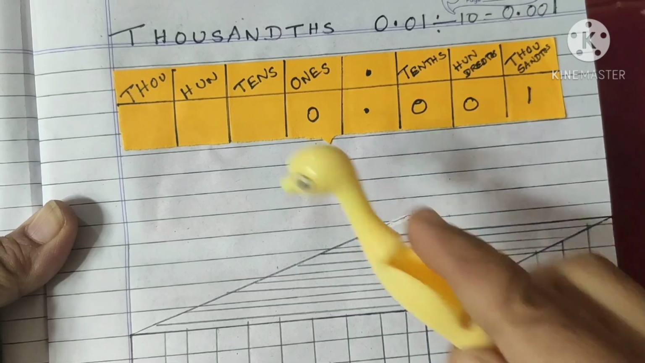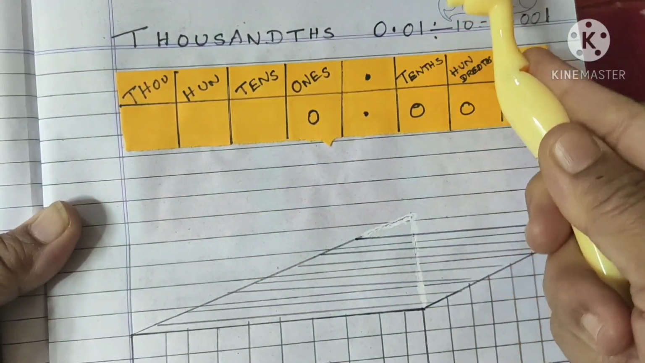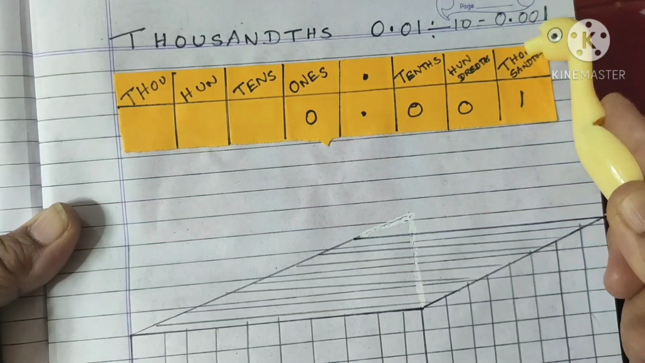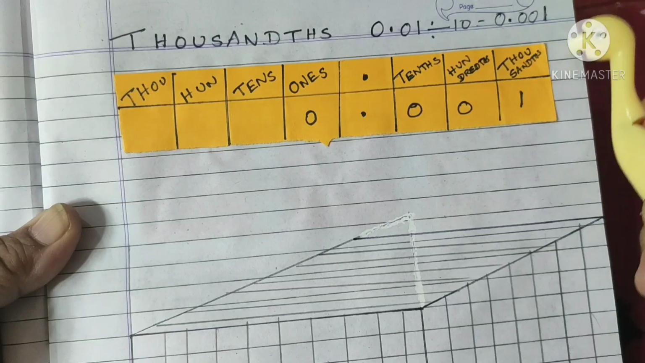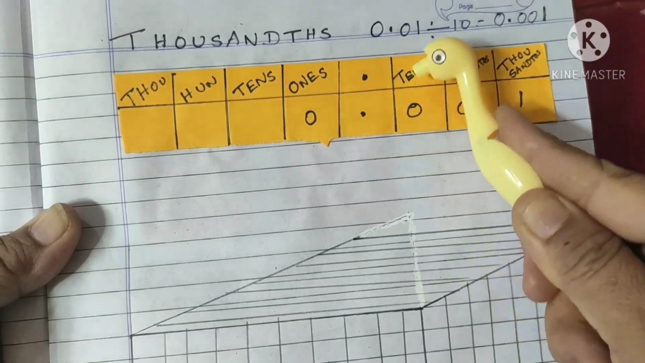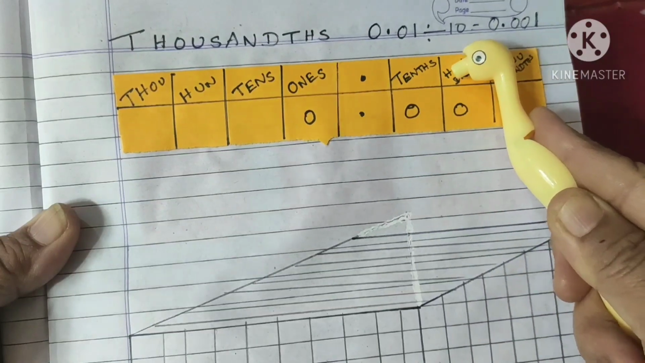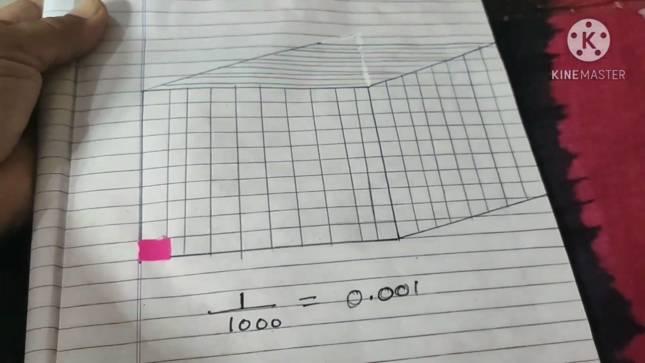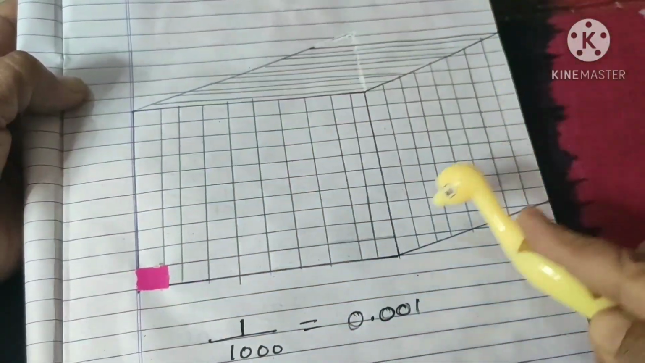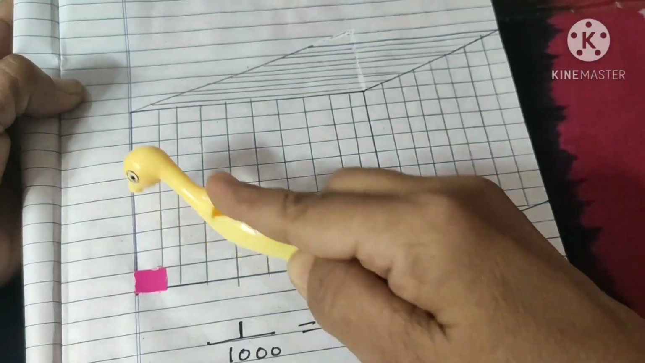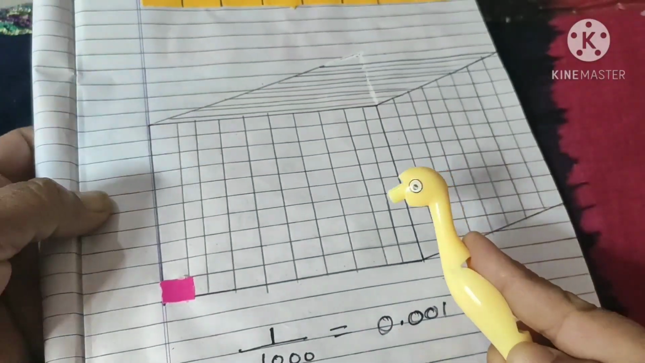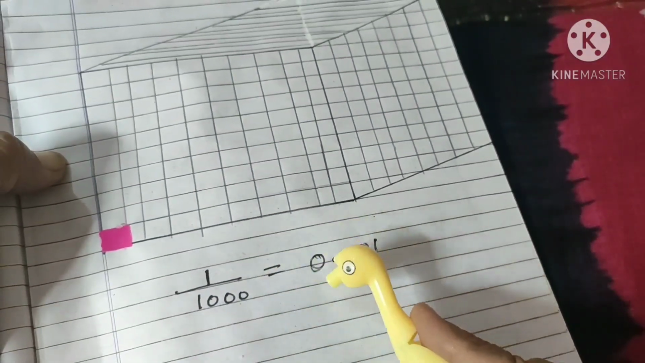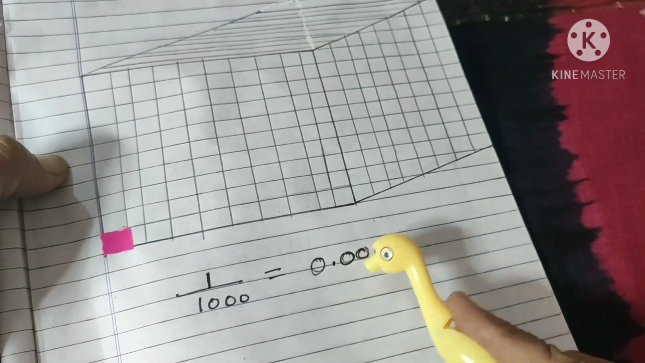Let us learn about thousandths place. And 0.01 is divided by 10. The quotient is equal to 0.001. Then decimal point, tens place 0, hundreds place also 0, then thousands place 1. Here the whole part is divided into 1000 equal parts. How can we represent only one part? 1 upon 1000 is equal to 0.001.